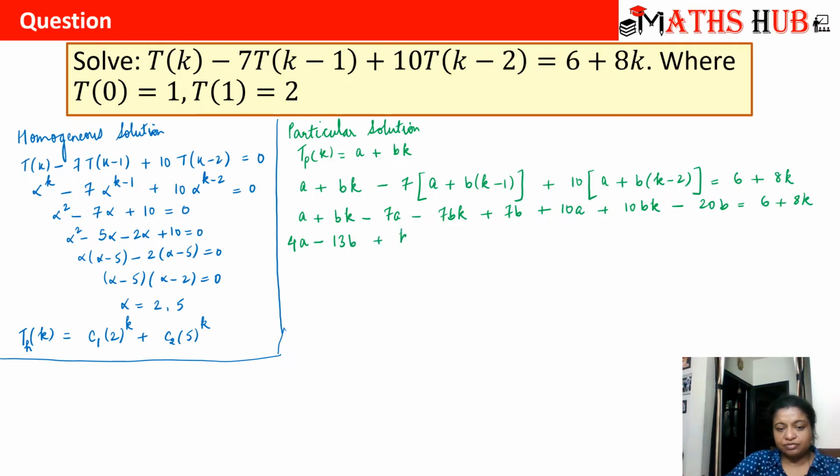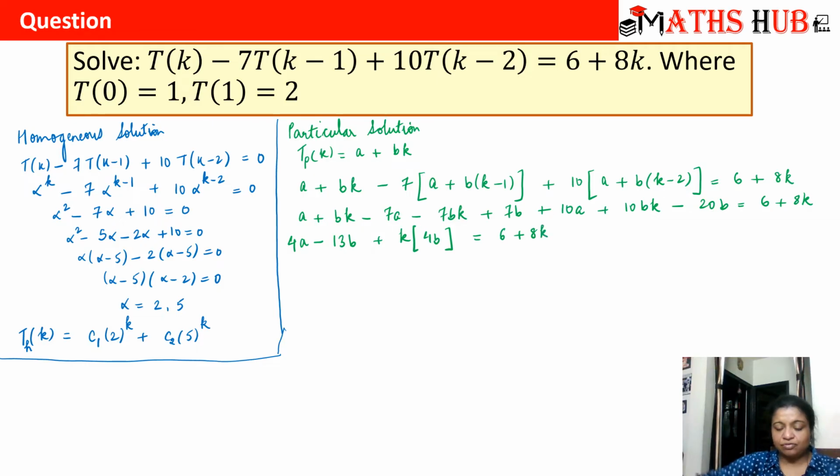Now let us take the coefficients of k. bk minus 7bk is minus 6bk, right? Minus 6bk plus 10bk is 4bk. So we get 4bk. This is equal to 6 plus 8b. Sorry, 6 plus 8k. It's not b. So it is 6 plus 8k.